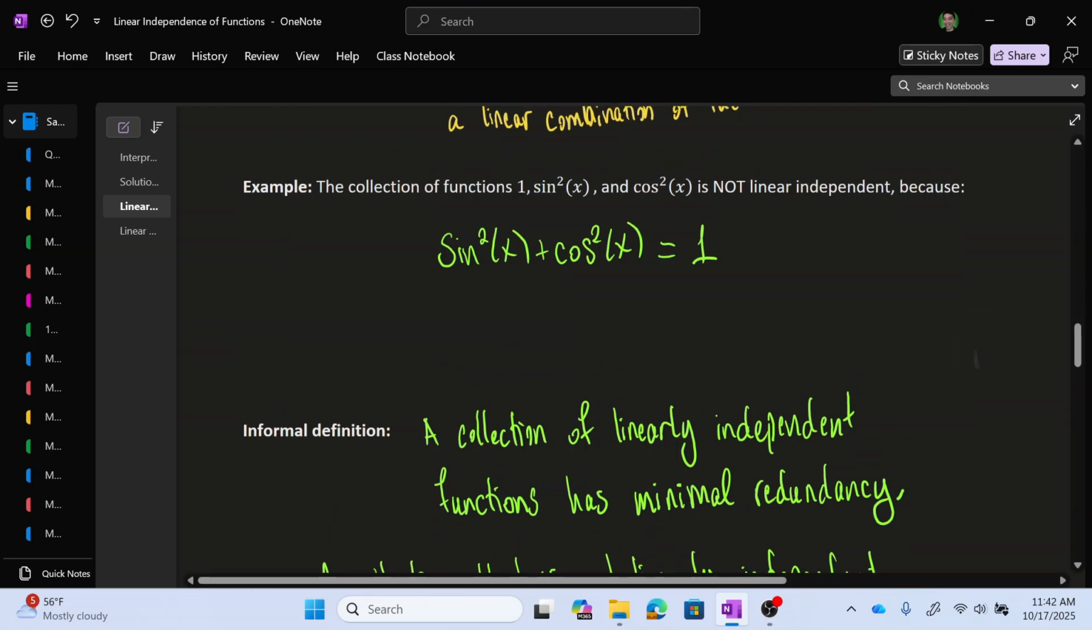For example, up here, with this collection of functions, the constant function 1, the function sine squared, and the function cosine squared, we really don't need to have the function 1 in this collection because we can create one just by combining sine squared and cosine squared.